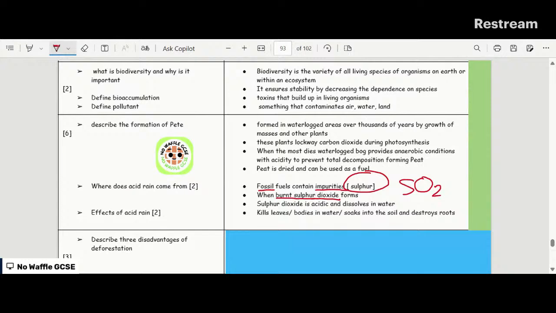Well done, you guys are answering really well in the chat. Now, the sulfur dioxide is acidic and therefore it dissolves in water. Okay, now how does this sentence make sense? Well, just explaining the chemistry behind it. Remember, what is an acid? An acid is a substance that releases H plus ions in water, i.e., it dissolves in water, and therefore anything that is acidic dissolves in water, and because of that, it mixes in with the rain, and it can be quite hazardous because it kills leaves, bodies in water, soaks into the soil, destroying roots.